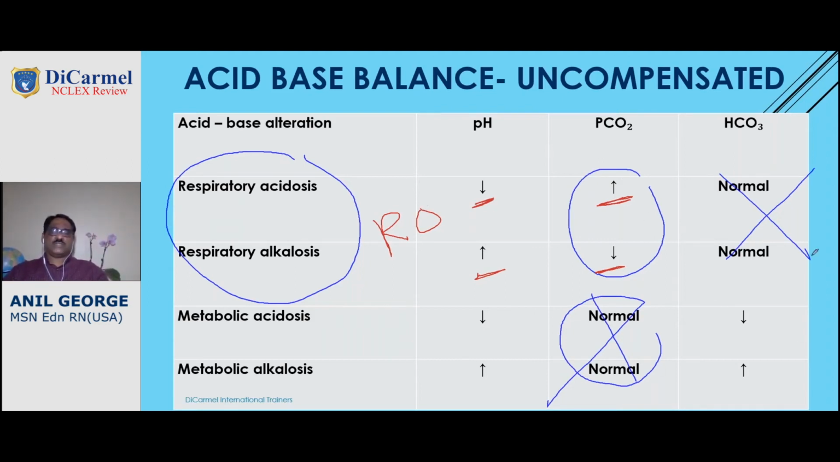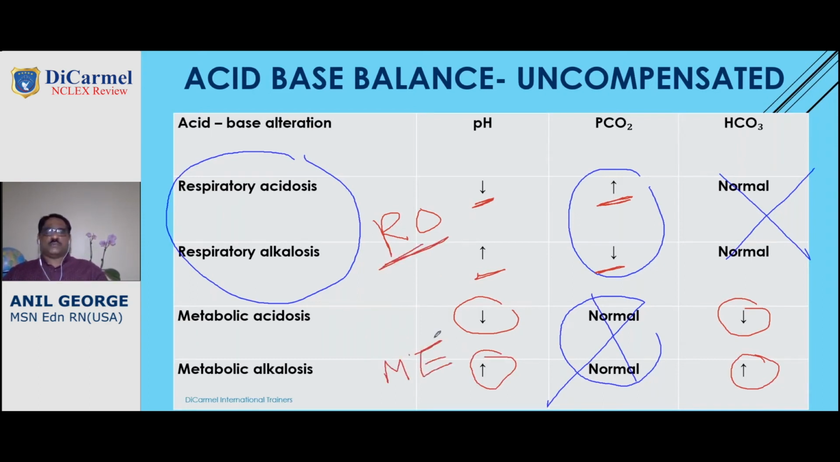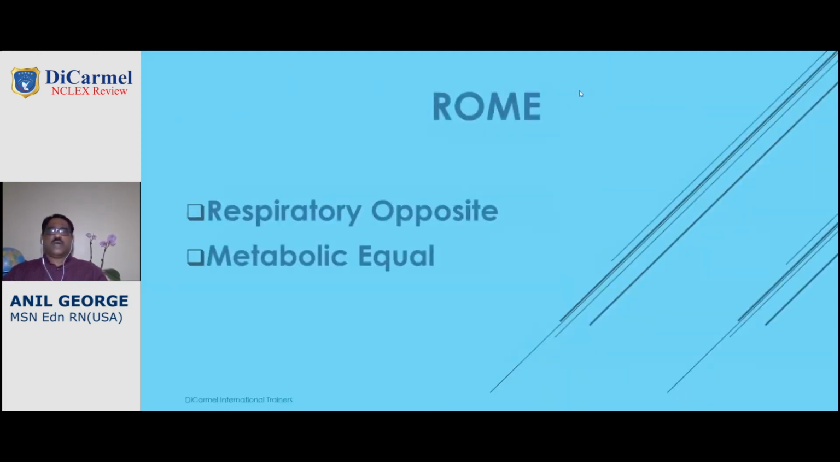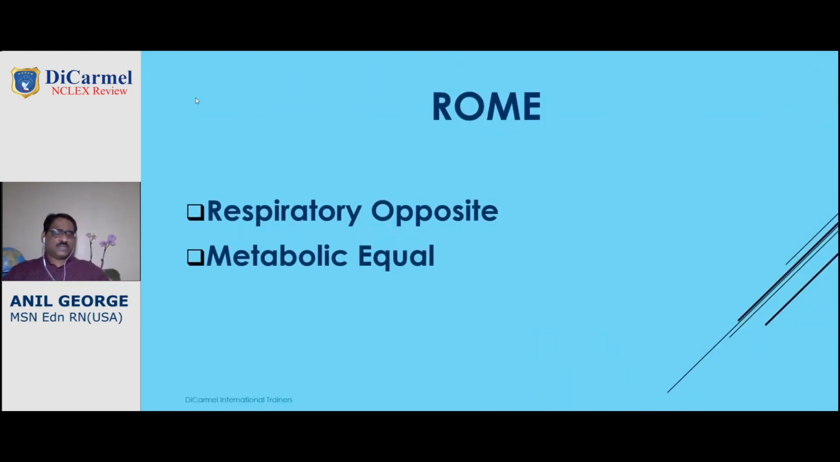Whereas, let's look into the metabolic one. When bicarb decreases, the pH also decreases. When bicarb increases, the pH also increases. So this is what we heard as the ROME, right? The respiratory opposite and then metabolic equal, in the same direction. That's all it means. So that's another clue you can use for remembering or identifying these changes easily when you come across some questions.